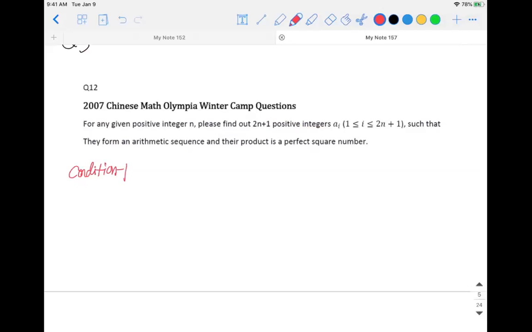Factorial. Condition 1, arithmetic sequence. Condition 2, perfect square number.